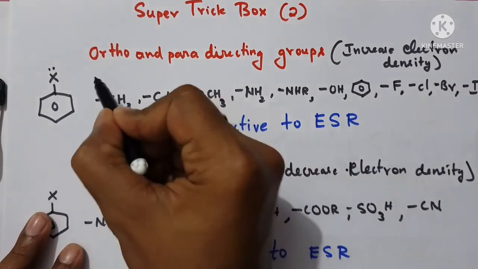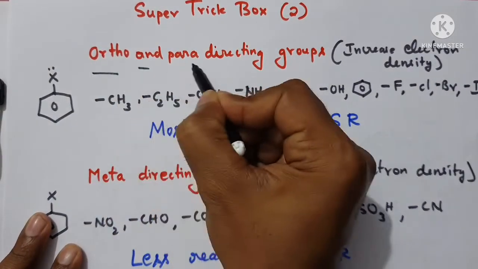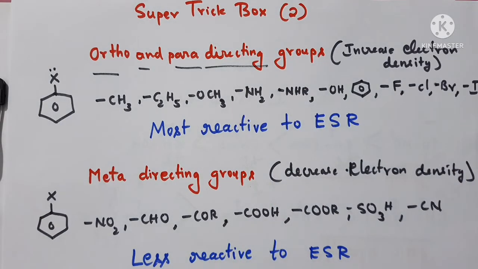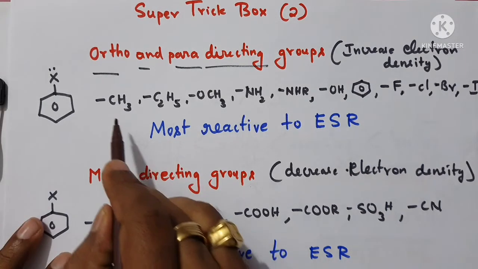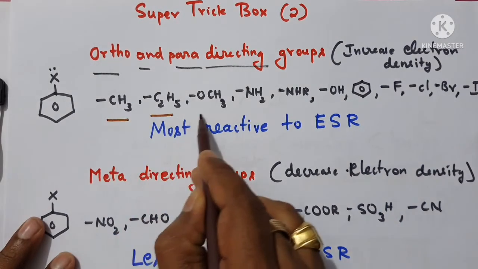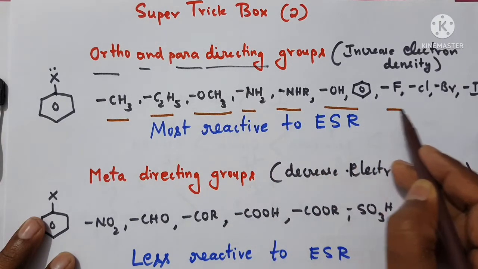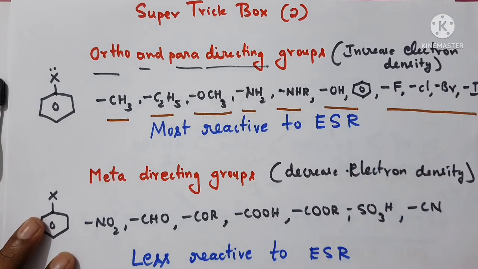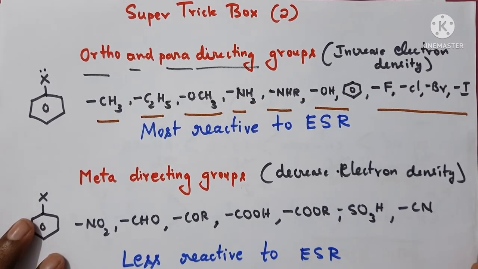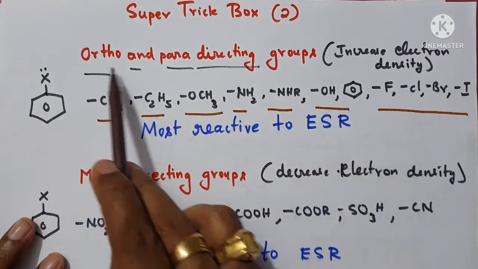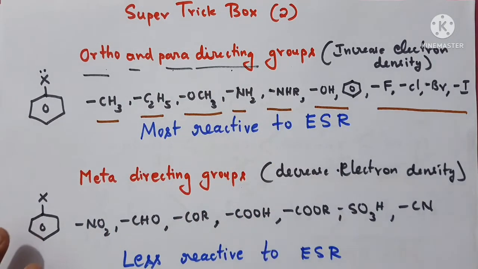If it is ortho or para directing groups, which are those groups? I'll show you which groups those are. So these are the groups. These are known as ortho and para directing groups. If you observe all these examples here, you can observe all these groups are ortho and para directing groups.